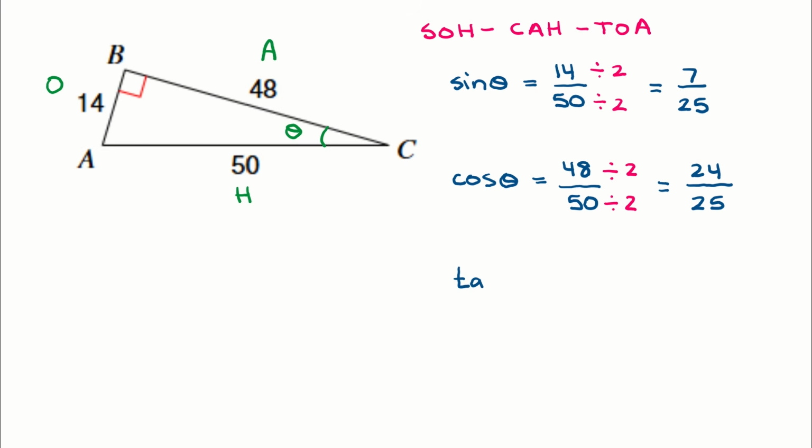Then we get to tan. Tan of theta should be equal to opposite over adjacent. Our opposite side is 14. Our adjacent side is 48. Once again, these numbers are both divisible by 2. When we divide 14 by 2, we get 7. When we divide 48 by 2, we get 24. And that would be the three primary trigonometric ratios for that triangle.